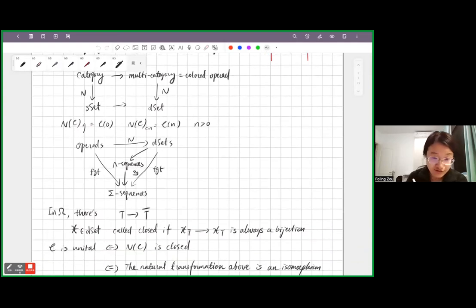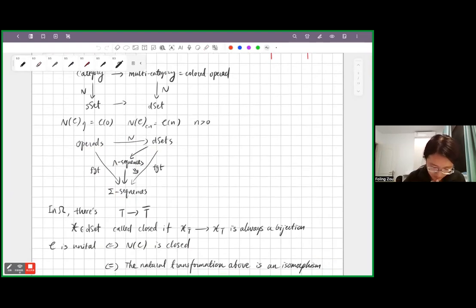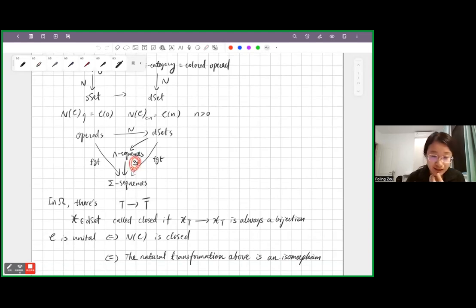And here is a comparison diagram. For an operad, we can do nerve to a dendroidal set, and we can forget from dendroidal sets to sigma sequences because all the open trees Ci form a category isomorphic to sigma. And we can also forget to lambda sequences because all the Ci bars form a subcategory isomorphic to lambda. So we have maps between trees when there's an injection.